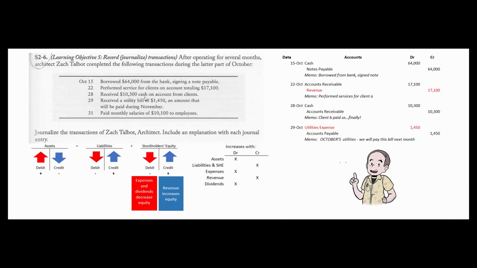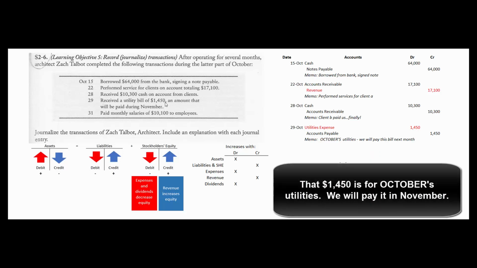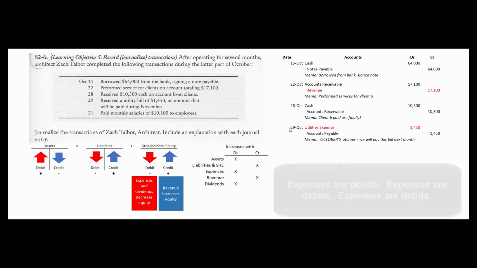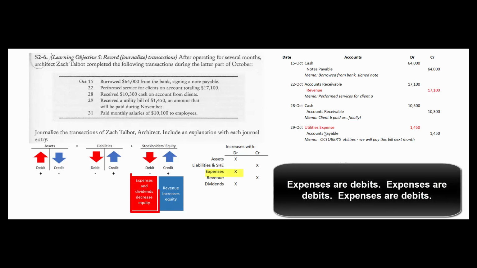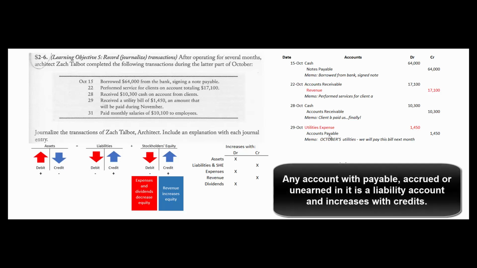The next transaction: we receive in the mail a bill for $1,450 for utilities. That applies to the month of October. We got the bill in October, it's for the month of October, but we're not going to pay it until November. We need to record it today because that $1,450 of utilities expense belongs in the month of October. So on October 29th, we debit utilities expense, because expenses are debits, expenses are debits, expenses are debits. But we're not going to pay it today with cash, we're going to pay it later. That's called an account payable. So we debit utilities expense for $1,450 and we credit accounts payable for $1,450. Any account that has the word payable, accrued, or unearned in it is a liability account and increases with credits.